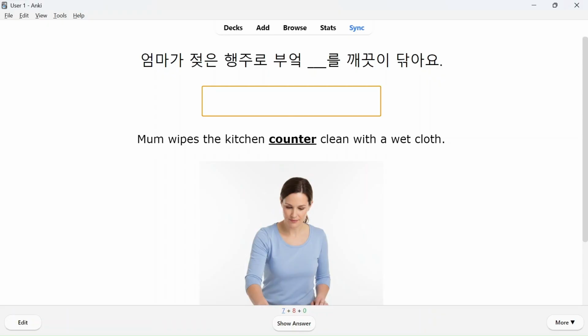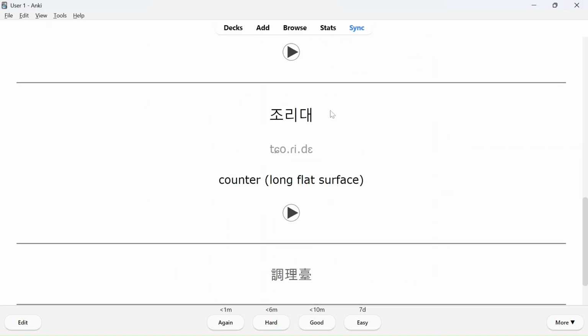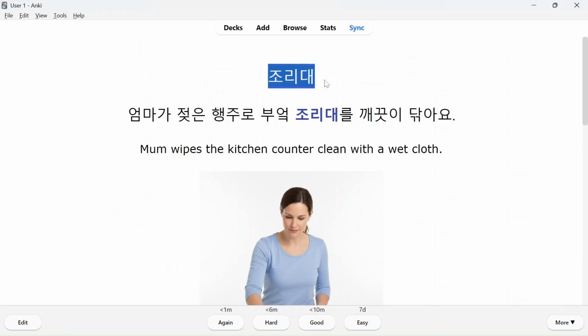Now what happens if I spell the word correctly? Let's have a look. 엄마가 젖은 행주로 부엌 조리대를 깨끗이 닦아요. 조리대. Great. So you can see that if I answer the word correctly, Anki shows it to me in the color green. So this is a great feature of Anki, because you immediately get feedback, you immediately know if the answer you entered was correct or not. So this is a really useful feature for those that want to practice their spelling or want to practice their typing. However, what happens if I do not know the correct answer?